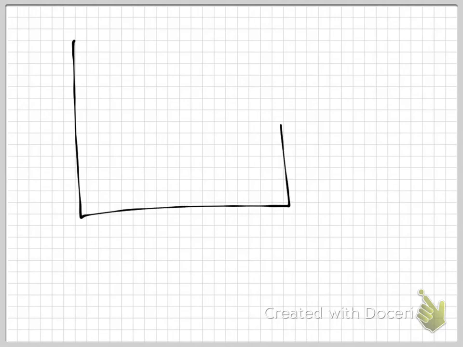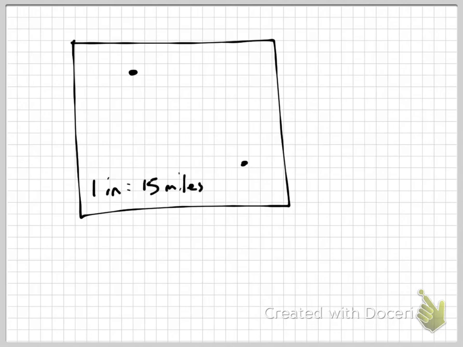Another thing that they do on a map is called a legend. What if I told you that, okay, here's my map. Here's just another map. And over here it says that 1 inch equals 15 miles. Right? 1 inch equals 15 miles. And I told you that from here to here was 8 inches.